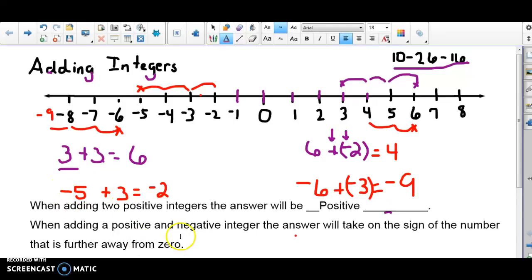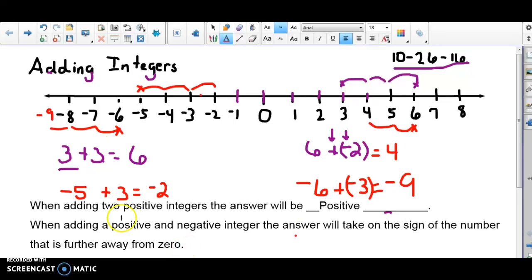So we don't want to say that it takes on the sign of the larger number, because -5 is not larger than 3. We'll talk about that a little bit later as to why that is, but I want you to recognize that we're talking about the numbers that are further away from 0. So again, we have a number of situations here. We have one more that we need to look at.